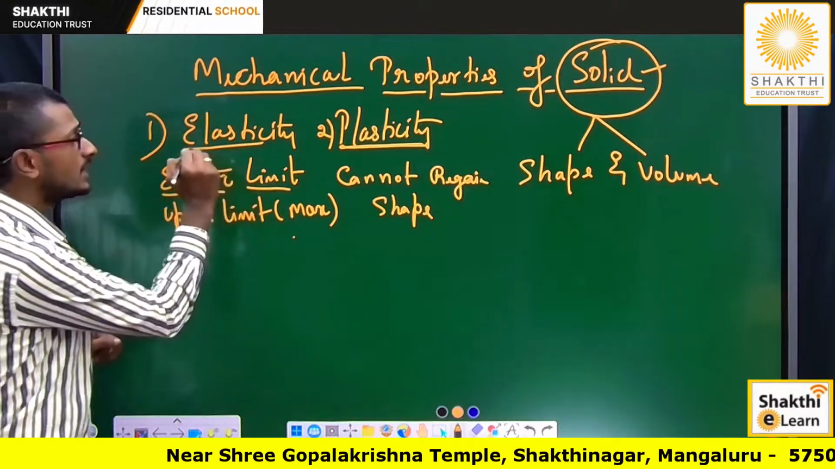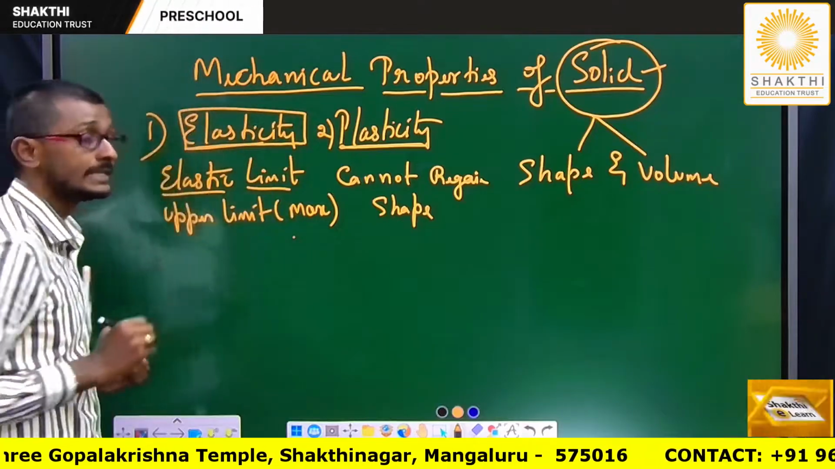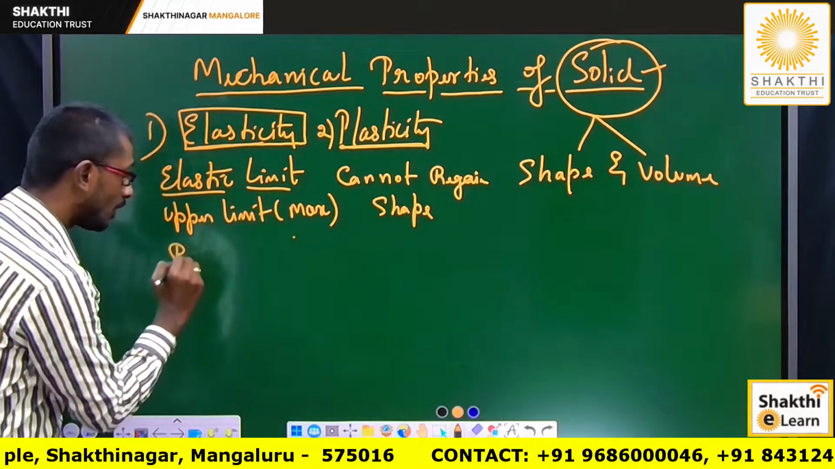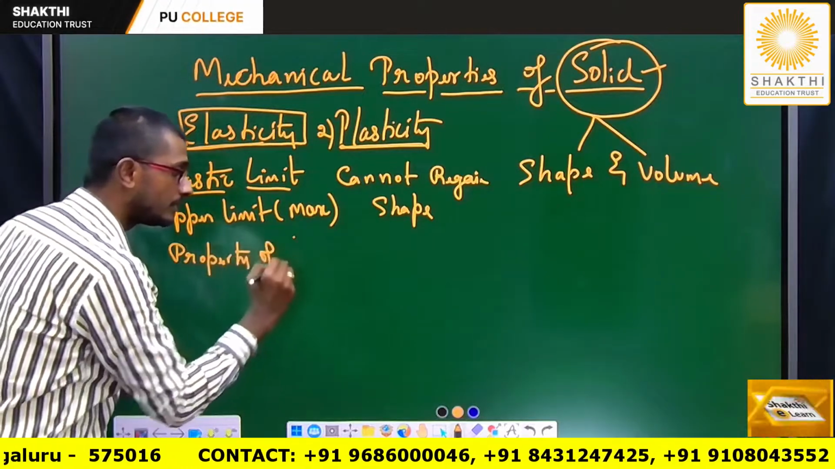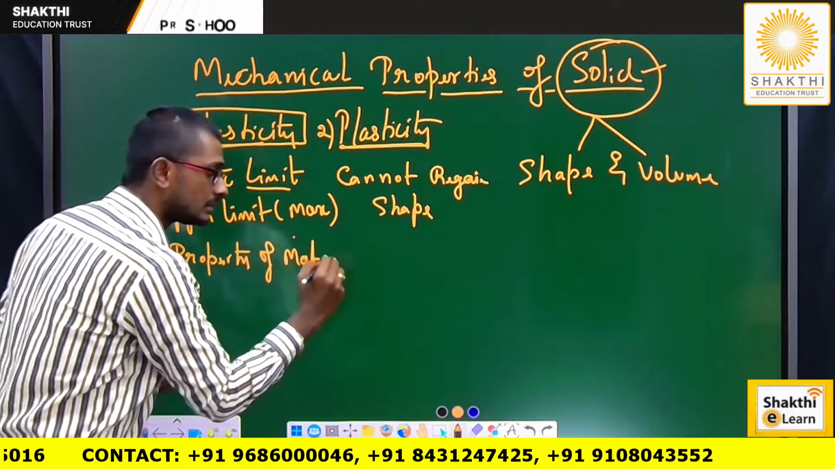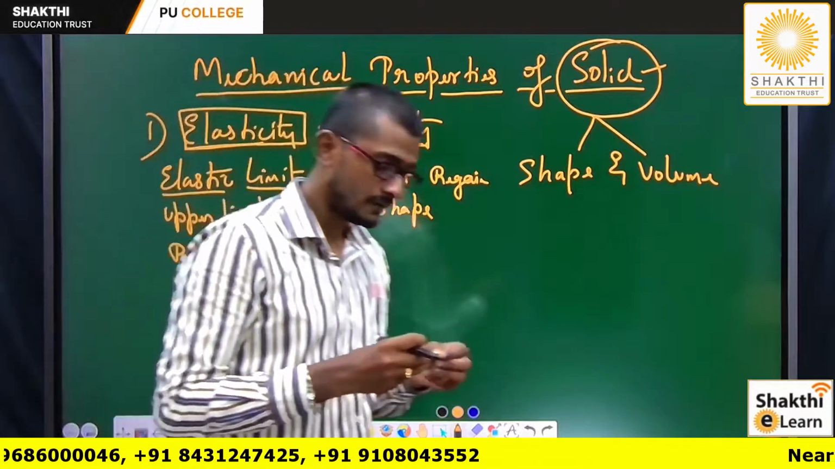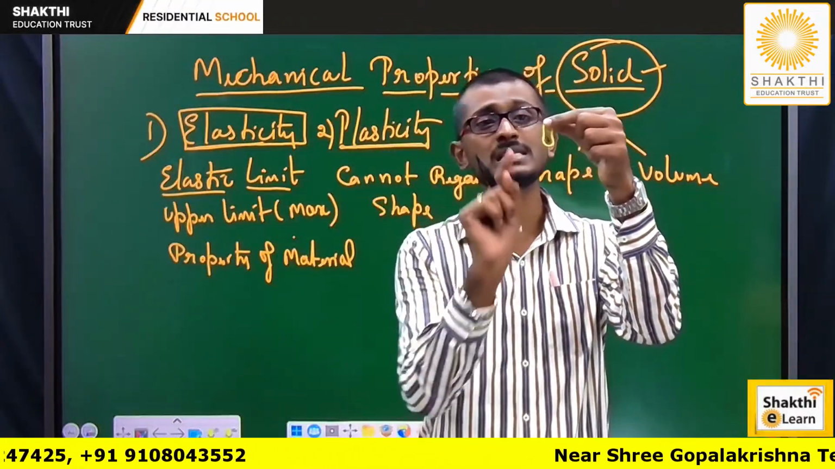Now, we understood that elasticity is a property of the material. Remember that elasticity is the property of the material. Why do we call elasticity a property of the material? I will imagine that this is a rubber band, a small rubber band. I'll use the same material.